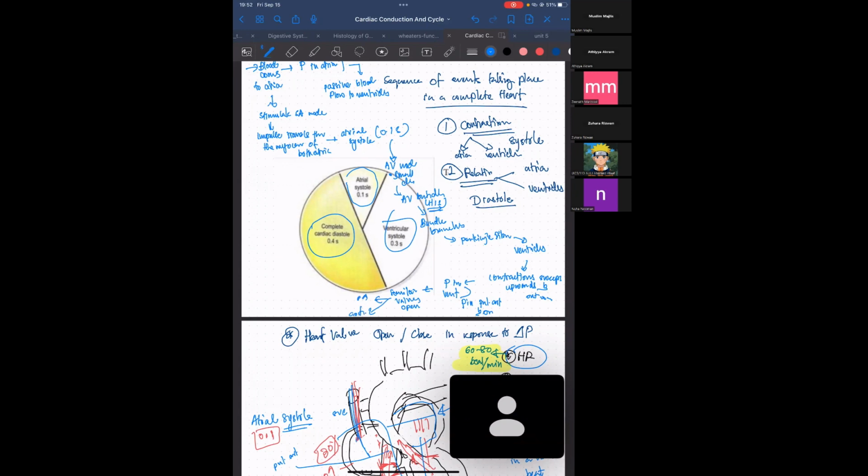After that, what happens? Complete cardiac diastole. This is when the blood comes to the atria, from the pulmonary veins to the left atrium, and the superior and inferior venae cavae to the right atrium. All right, that's about the cardiac cycle.